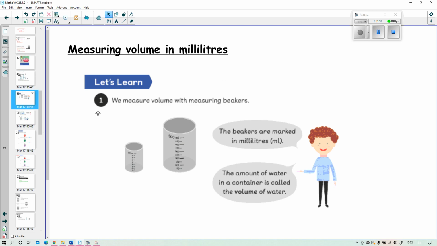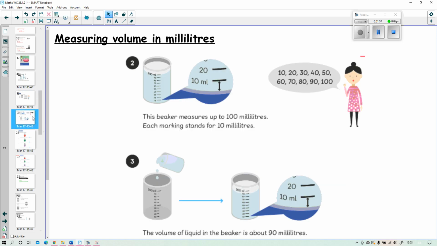So if we have a look at these, I've got 2 beakers here. One can hold 500 millilitres, one can hold 100 millilitres. You can see the ml is marked there to tell us what measure we're using, and the amount that each can hold is the volume. Right then, let's look at question 2 up here. How much is this beaker holding?